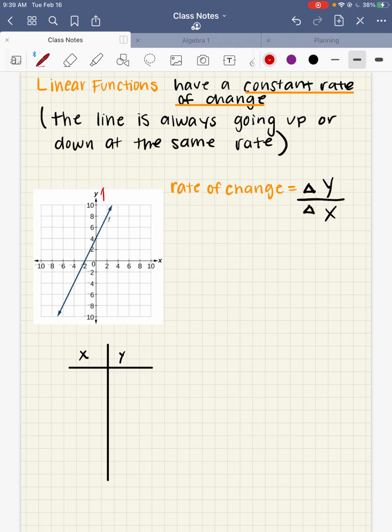Well, if you see y is going up and down and x is going left and right, up and down is our rise and left and right is our run. So you might have heard that the rate of change is rise over run. That's another word for slope, which we're going to get into a lot in the future.